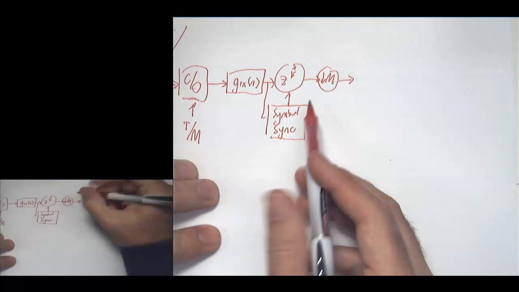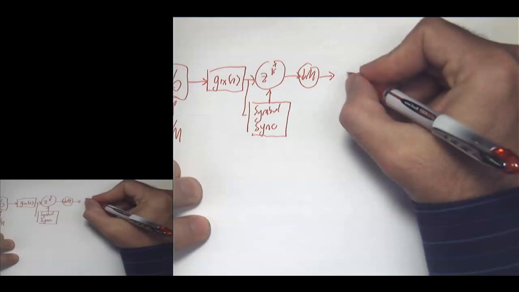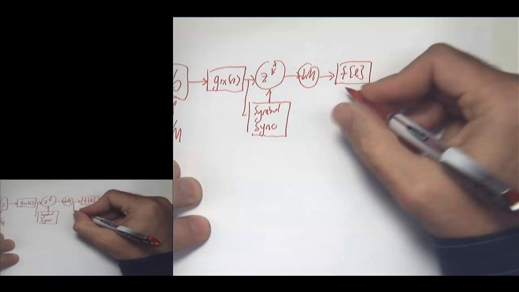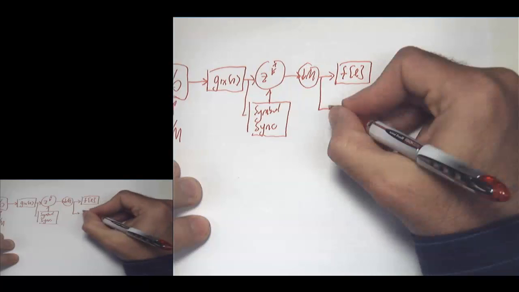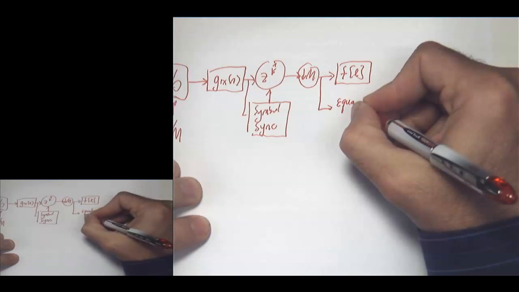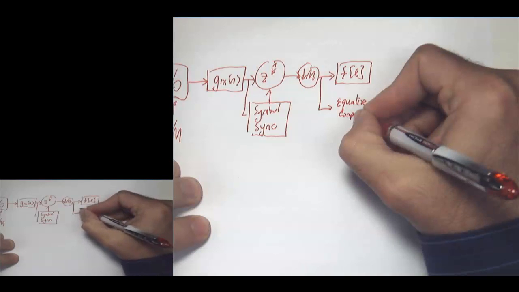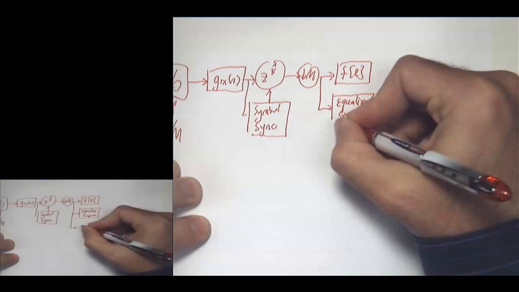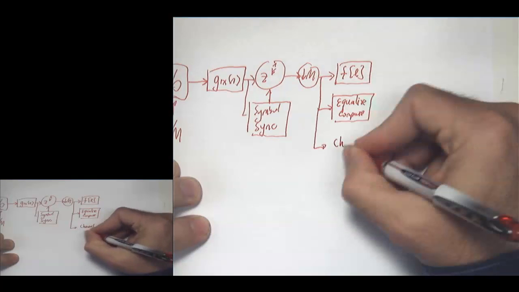Nothing new. So now what we're going to do is we're going to put in a block here, which will be our equalizer. And as part of that equalizer, we will have, let's say, equalizer computation here. And then let's call this channel estimation down here.